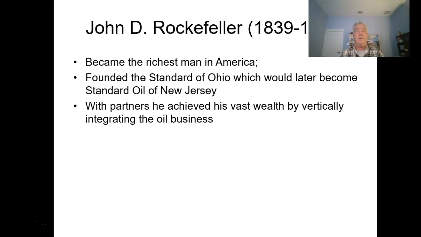Now, he had partners, but what he did to achieve his vast wealth was vertically integrate the oil business. That meant he went out and bought the oil wells, producing oil and selling oil off. Then he went out and bought the distribution trucks and companies that were distributing oil to the refineries. Then he bought the refineries. And then he bought the distribution from the refineries to the local gas stations and service stations. And then he bought the service stations.